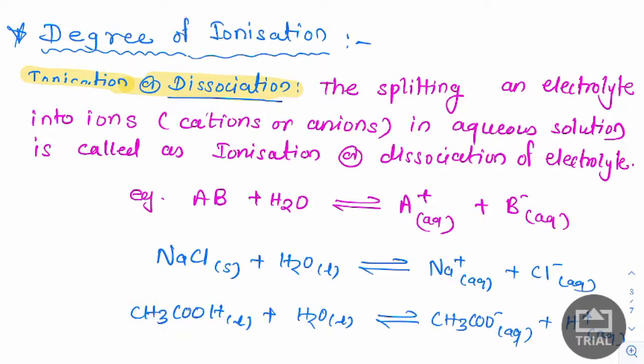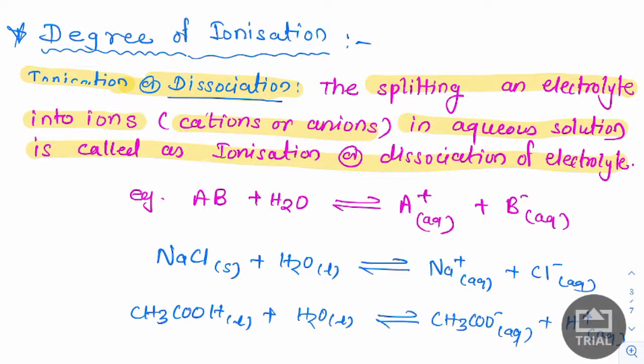The splitting of an electrolyte into ions, that is cations or anions, in aqueous solution is called ionization or dissociation of the electrolyte.